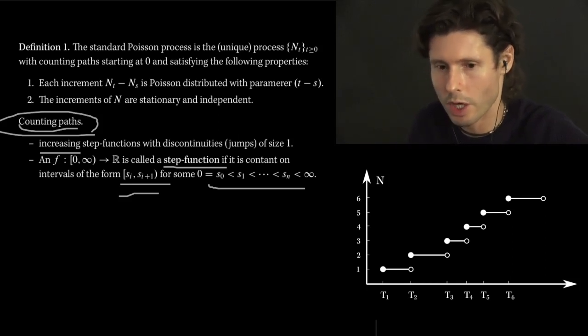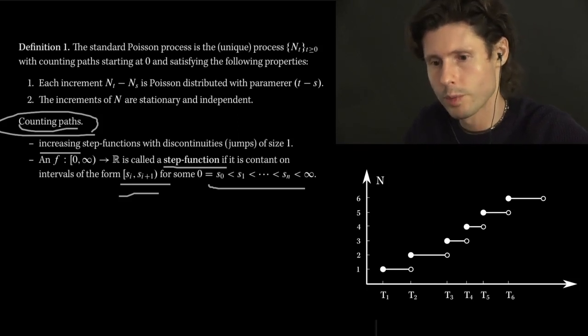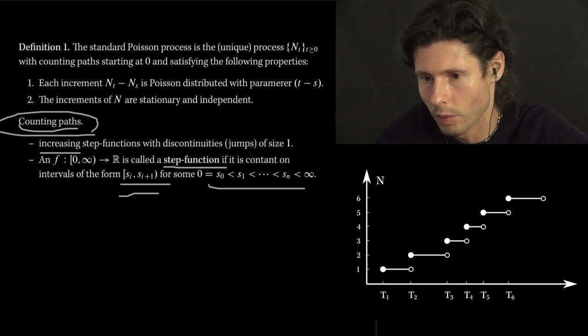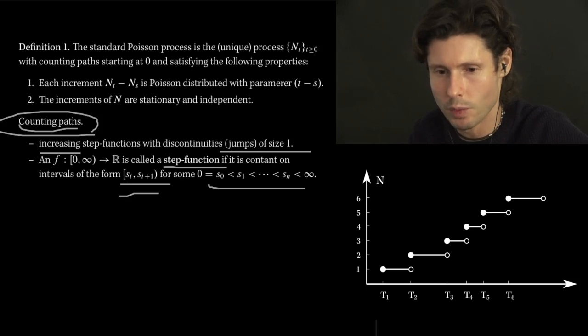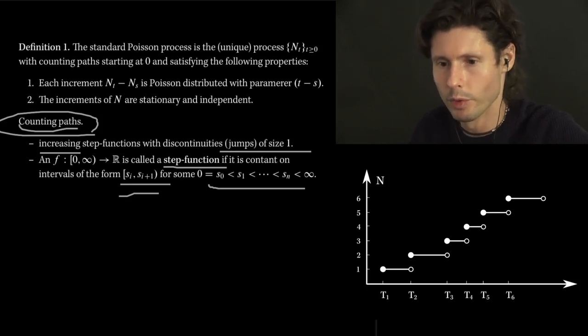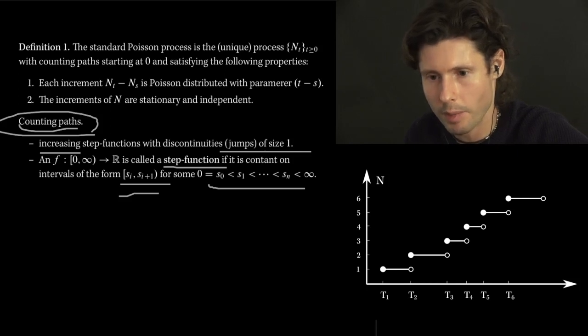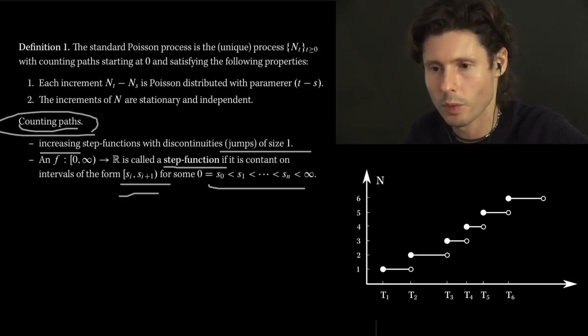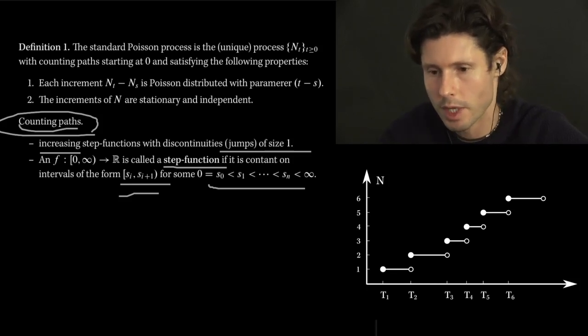Step functions in general can go down, move down a step. Here we're always moving up, and moreover, we're moving up always in jumps of size 1. So every time we count, we move up by 1, hence the word counting. So that's what it means to have a counting path. Just in summary, it is an increasing step function with discontinuities of size 1, or with jumps of size 1.